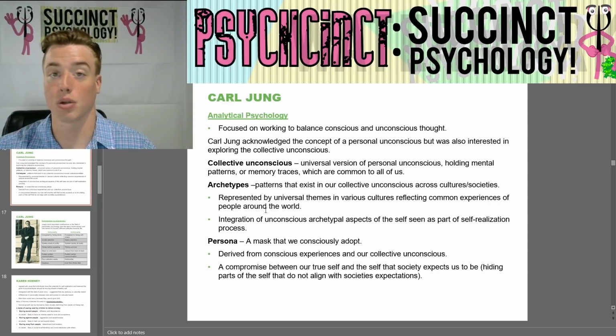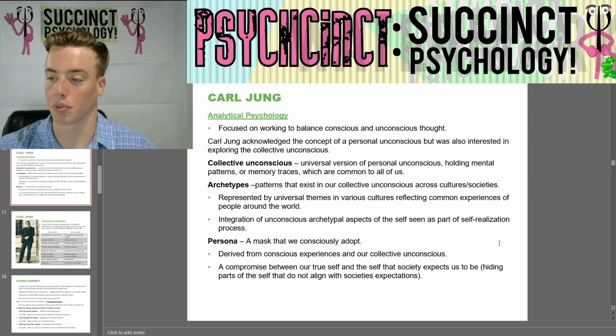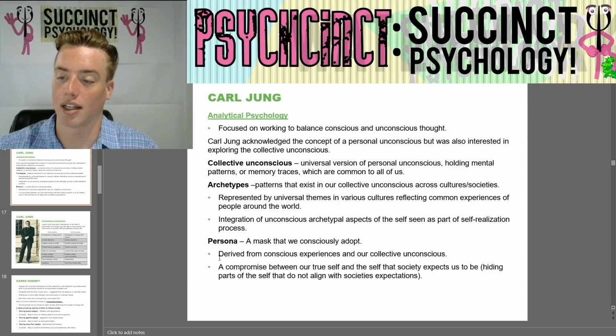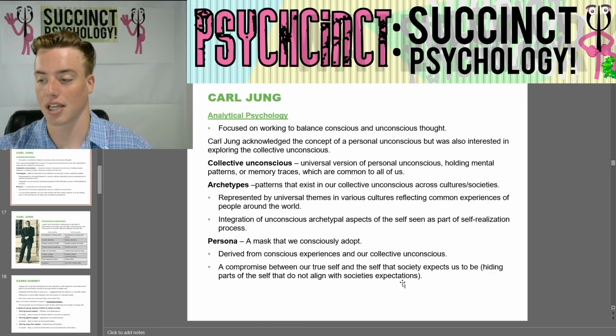These are represented by universal themes in various cultures, reflecting common experiences of people around the world, and integration of unconscious archetypal aspects of the self is seen as part of the self-realization process. Now, persona is a mask that we consciously adopt, remember that from the beginning of the chapter, derived from conscious experiences and our collective unconscious, and a compromise between our true self and the self that society expects us to be. So hiding parts of the self that do not align with society's expectations, like wearing a mask.